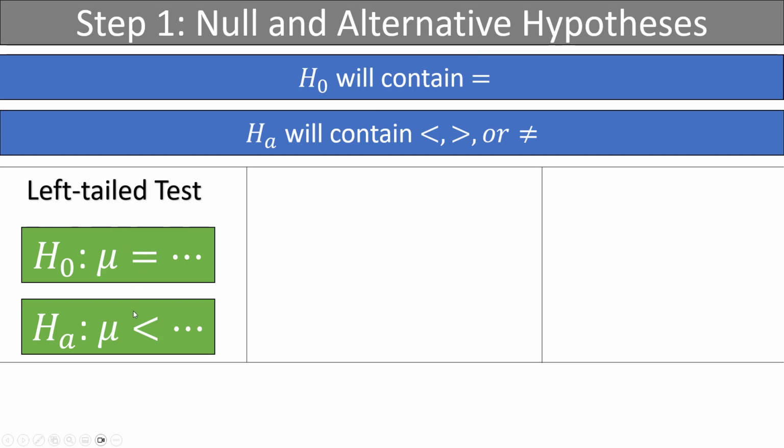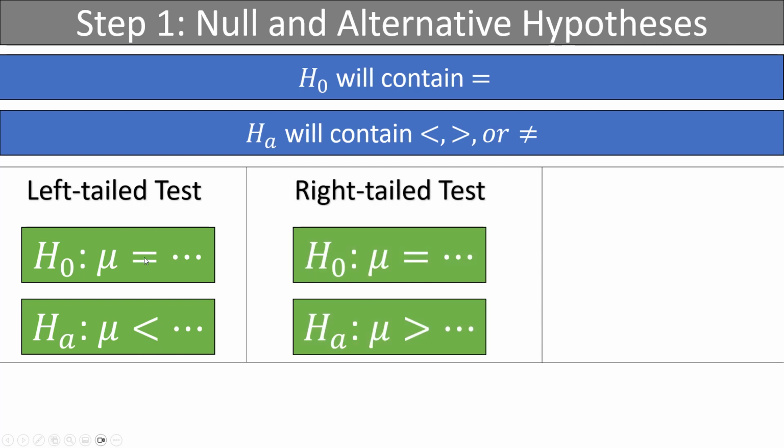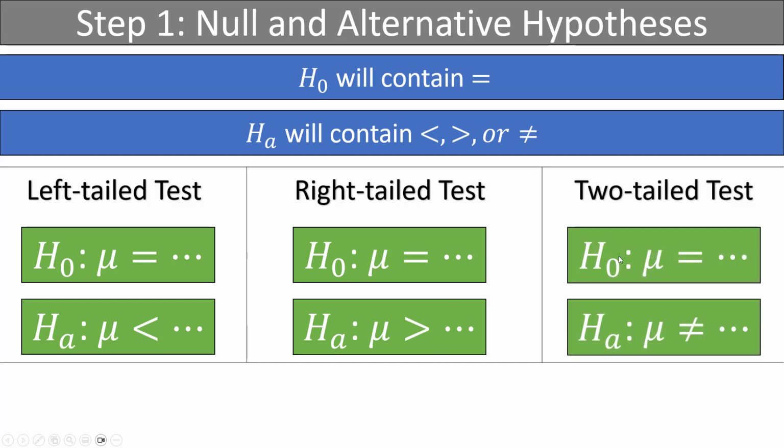And then your alternative hypothesis should have either a less than, greater than, or not equal to sign. If you have the left tail test, you're going to have the less than sign, indicating that you believe the true mean is less than some value. We could also have the right tail test, which has the same null hypothesis, but the alternative is now that the mean is greater than some value. Or we could have the two-tailed test, which now has the not equal to sign, indicating that you think the mean is either larger or smaller, but you're not sure which.